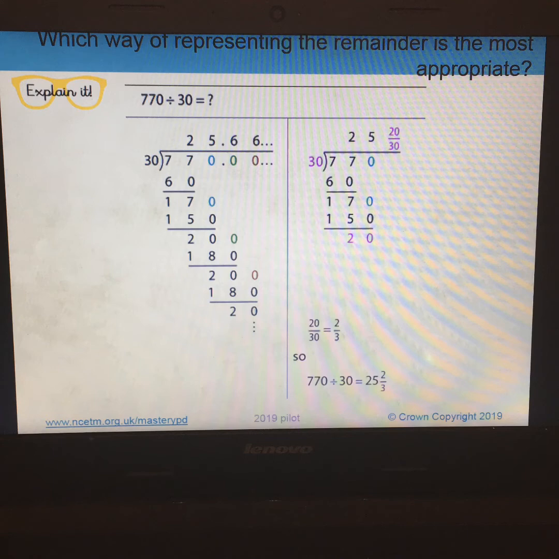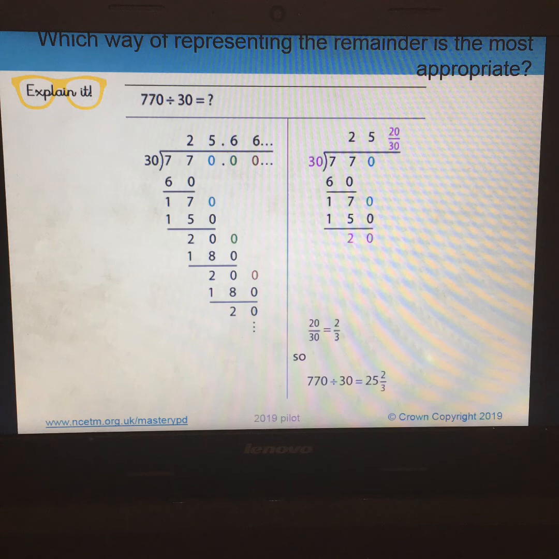Well, hopefully you can see if you're doing this as a decimal, it's going to end up being a recurring decimal. It's going to be 0.66666666, and it's just going to keep going. So if I wanted to do any further maths after this and carry on with this calculation, it's going to be really difficult with a recurring decimal. It makes it really, really hard. So the most appropriate way to do this calculation is to do it as a fraction, which would be 20 over 30, which you could simplify to 2/3.